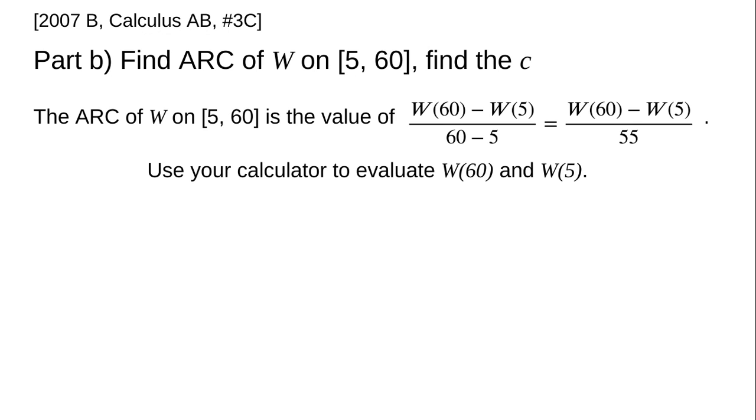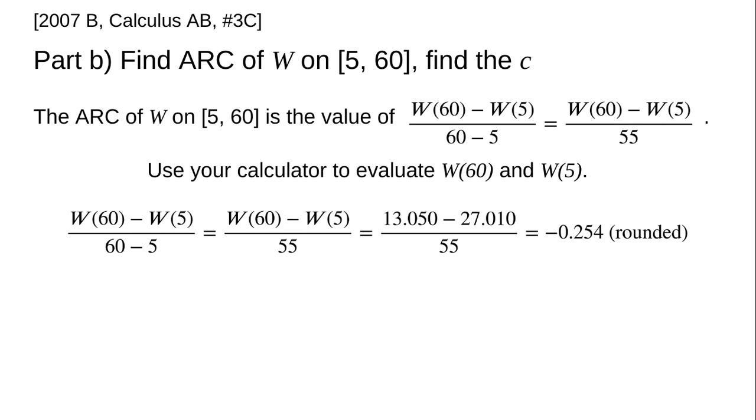Since this is a calculator active question, we can use our calculator to actually determine values for W of 60 and W of 5. Again, it's not absolutely necessary to use your calculator here. You could use very lengthy expressions that indicate what W of 60 would be and what W of 5 would be, but I'm not sure you want to do all that writing. It is probably just easier and faster to plug this into your calculator and get a number, and it's allowed on this question, so you might as well take advantage of it.